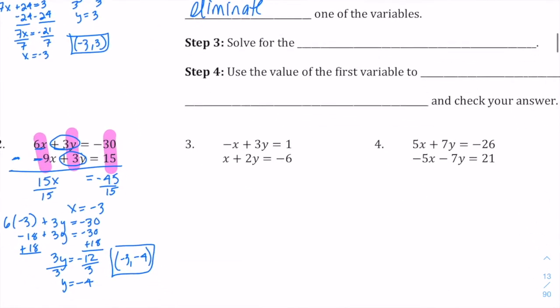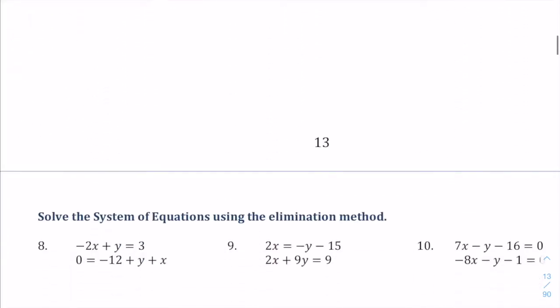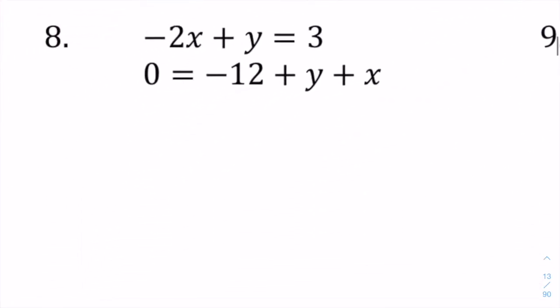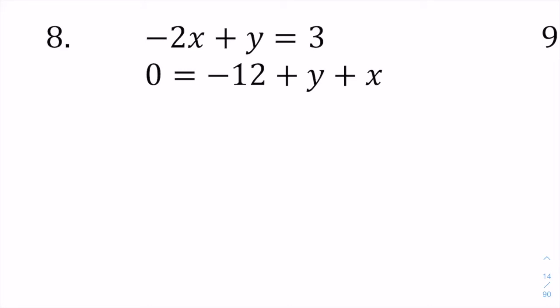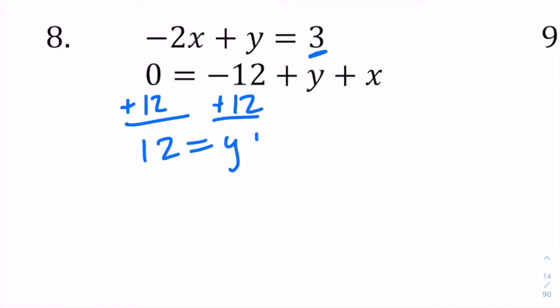All right, I do want to draw our attention to a problem like number 8 here. In number 8, the first equation is in close to standard form. The second equation is in a weird non-form. So we need to make sure that we line things up. So I'm going to go ahead and, in the second equation, add 12 to both sides. That'll at least get my constant all alone like in the first equation. So 12 equals y plus x. That's our second equation now.